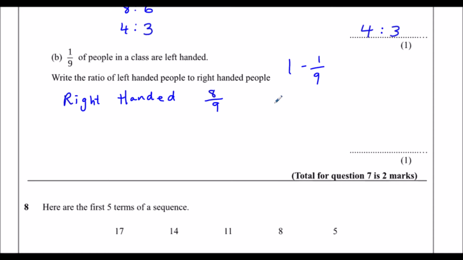Ratio of left-handed to right-handed, so it's 1/9 to 8/9, and that can be simplified to 1 to 8. So there's 8 times the number of right-handed people there are of left-handed people. 1/9 times 9 is 1. 8/9 times 9 is 8. So it simplifies to 1 to 8.